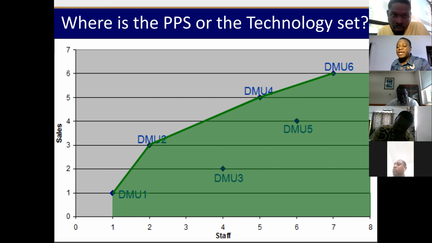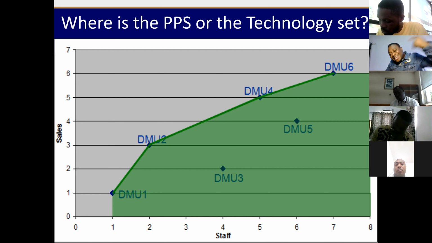A DMU is dominated if there is another DMU that is using less of the inputs than it, or is producing more of the output than it. Then that DMU is dominated. The DMU is dominated if there's another DMU that is using less of the inputs that DMU is using, or is producing more of the output that particular DMU is producing.